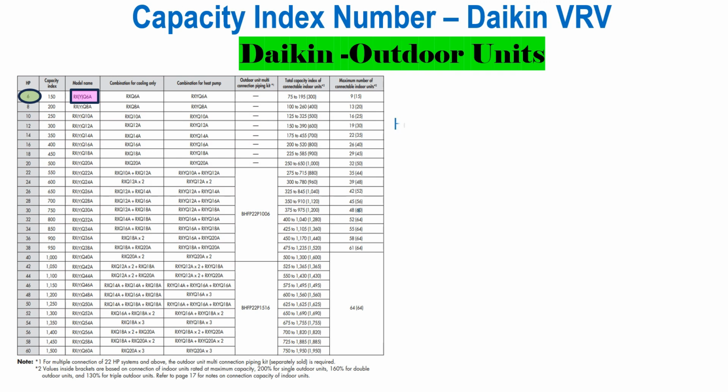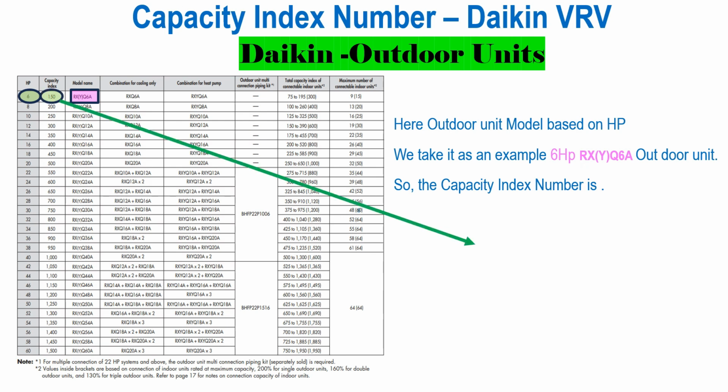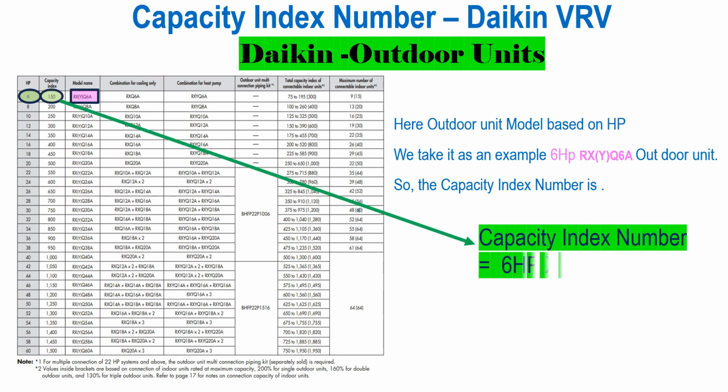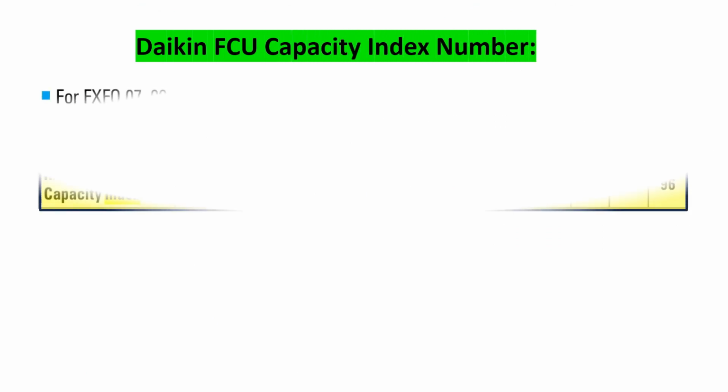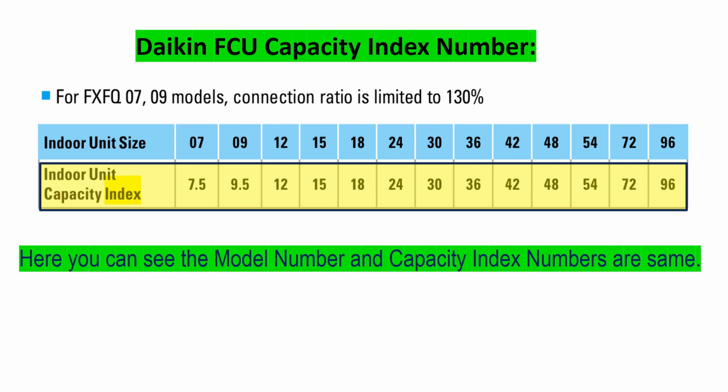Next one is Daikin VRV system. The outdoor unit model is 6 horsepower. It consists of horsepower, so 6 horsepower multiplied by 25 will get 150 as index number. Here we look at the above Daikin FCU. Model number and capacity index numbers are the same.